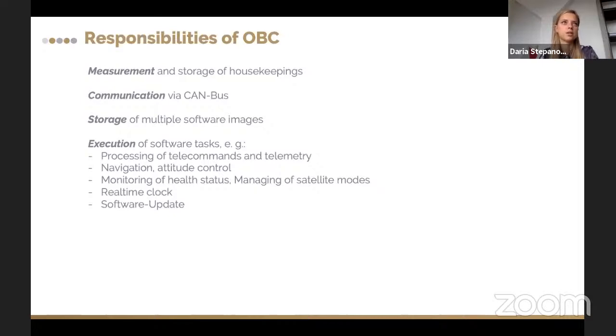It stores several software images, and for example, in our architectures, OBC is normally storing 3 software images, where there is a possibility to update one of them, and in this case, have the reliable software update feature. And execution of software tasks, for example, processing telecommands and telemetry, navigation and attitude control tasks. If there is no dedicated navigation and attitude control system on the satellite at that moment, OBC can also handle them. Monitoring of health status of the payloads and managing the satellite modes, running the real-time clock, and performing the software update features.